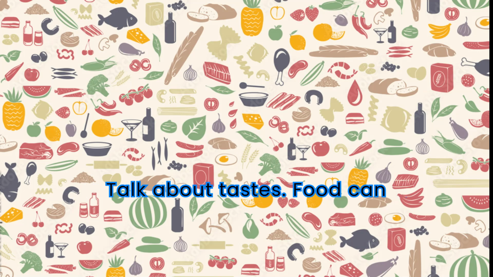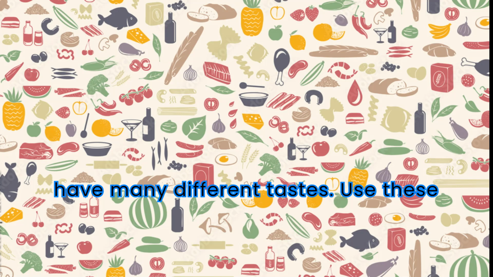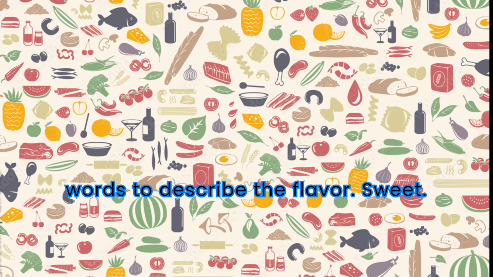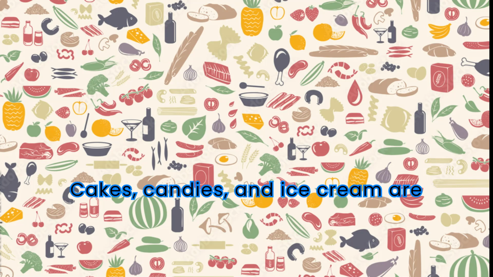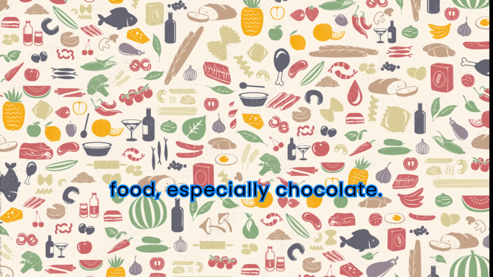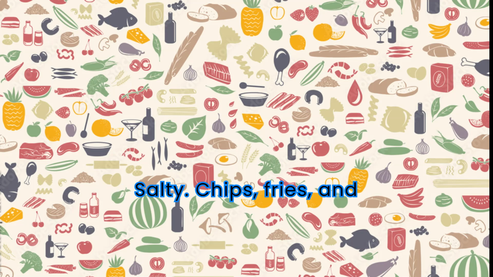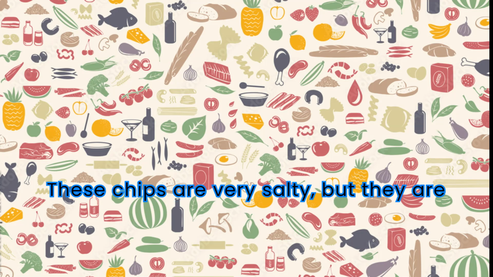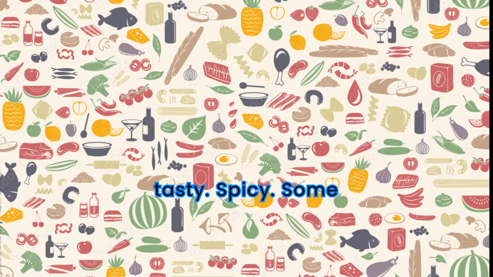1. Talk about tastes. Food can have many different tastes. Use these words to describe the flavor. Sweet. Cakes, candies, and ice cream are sweet. Example, I like sweet food, especially chocolate. Salty. Chips, fries, and pretzels are salty. Example, these chips are very salty, but they are tasty.